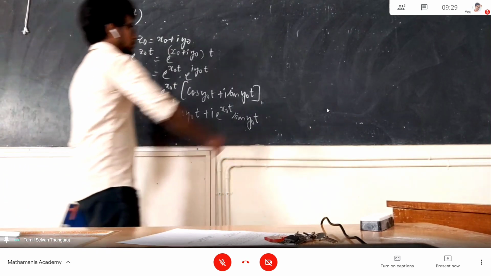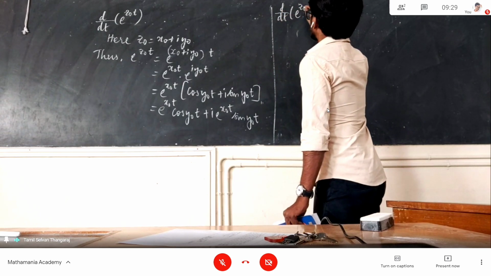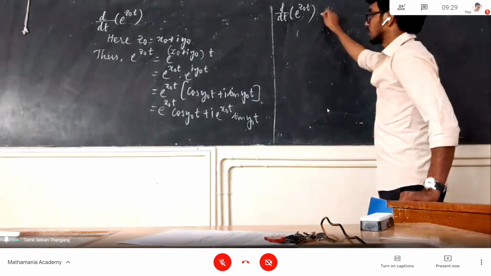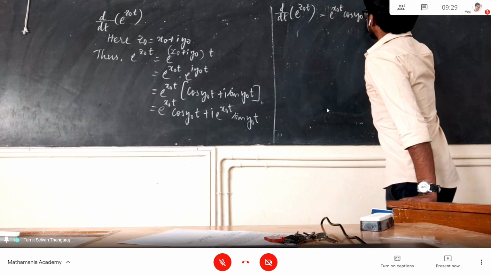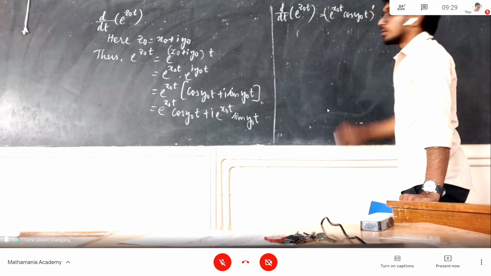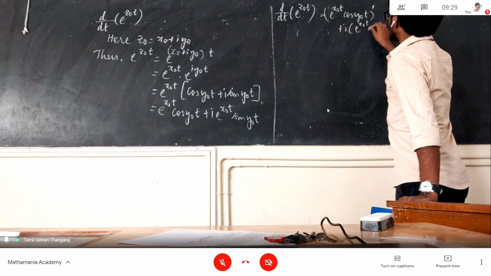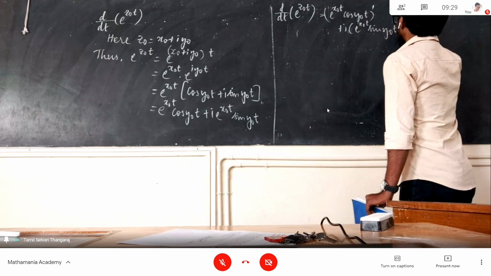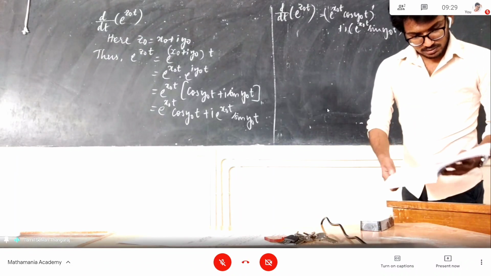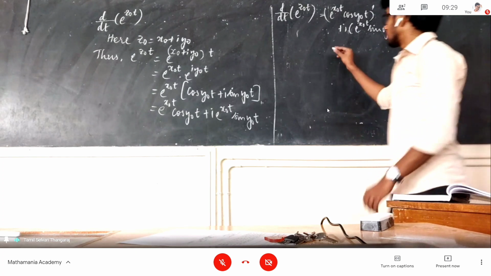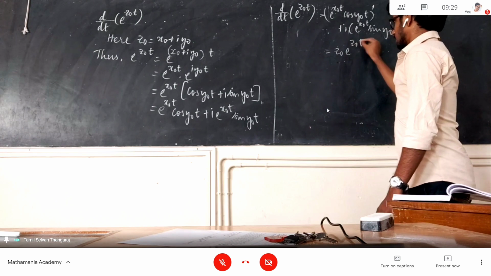Now you will have to perform the differentiation. So how to do so? This is d upon dt of e to the power z naught t. This is the derivative of e to the power x naught t cosine y naught t, plus iota times the derivative of e to the power x naught t sine y naught t. I leave the calculations to you, and finally you can notice that this becomes z naught e to the power z naught t.